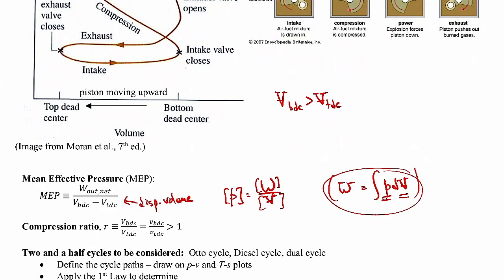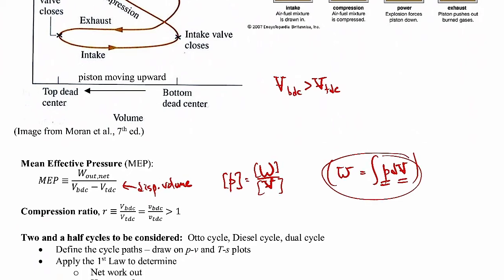It's just a comparative measure. If you have two engines with the same displacement volume, the one with the higher mean effective pressure will give you a higher amount of energy or work out of it. So if it's the same displacement volume, a higher mean effective pressure means you get more work out of it. If you report the mean effective pressure for a certain displacement volume engine, it's just a comparative measure. I know this mean effective pressure is higher than that mean effective pressure, so I know which one's going to give me more work.